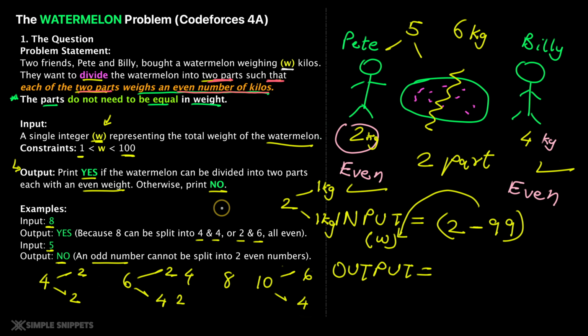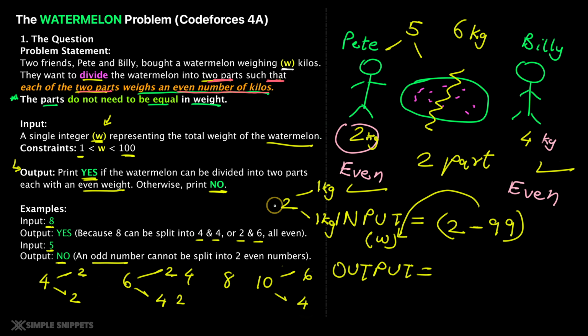So this is where many beginners think that this is a very simple problem. All you have to do is check for an even or odd number. If it is an even number, you will simply declare that you can easily divide it and you will print yes. And if it's an odd number, you will print no.